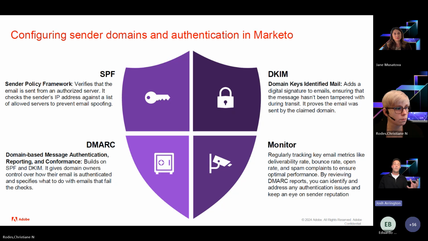It tells the server receiving your message what to do if something doesn't look right. If the SPF doesn't validate, if the DKIM doesn't validate, what to do with that. And the great thing about that is it will tell them, quarantine it or block it completely. But then it also has a feedback loop, which you can set to send alerts.